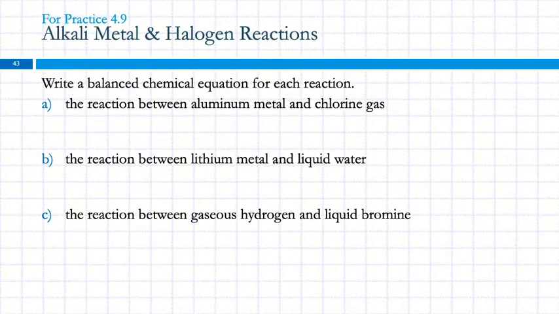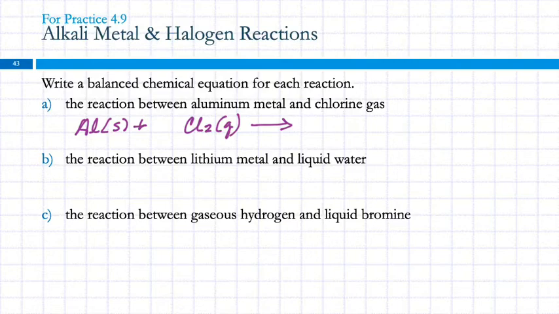So aluminum metal, that's going to be Al, a solid. It's going to react with chlorine gas. Chlorine is a diatomic element. We're told it's a gas. The other way we can tell it's a gas is that the symbol for chlorine on this periodic table is red, and all the red ones are gases at room temperature. So when these react, they're going to form a compound between aluminum and chlorine. And what kind of a compound would that be with a metal and a nonmetal? It's going to be ionic.